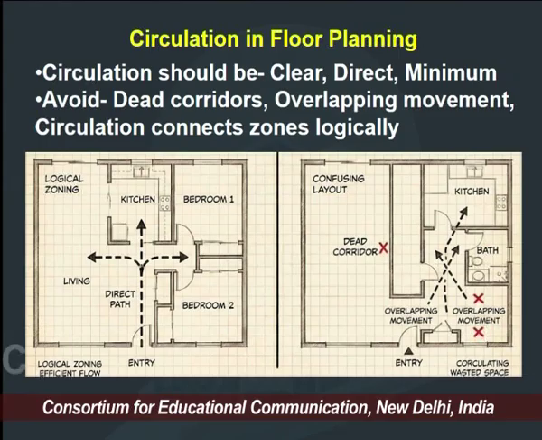So, circulation in floor planning should be clear, it should be direct circulation, and it should be minimum, because spaces come at a cost, and giving away spaces to circulation without any functional utility is just a waste of space and money. So, circulation should be very clear, the movement should be direct, and a bare minimum area should be dedicated to the circulation pattern; it should be that effective. Key things are to avoid any dead corridors, overlapping movement should be avoided, and circulation zones need to be connected to each other in a very logical manner.